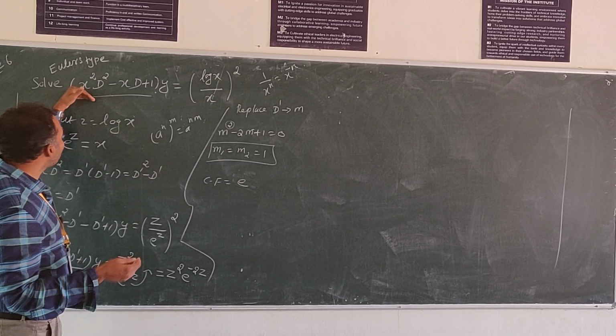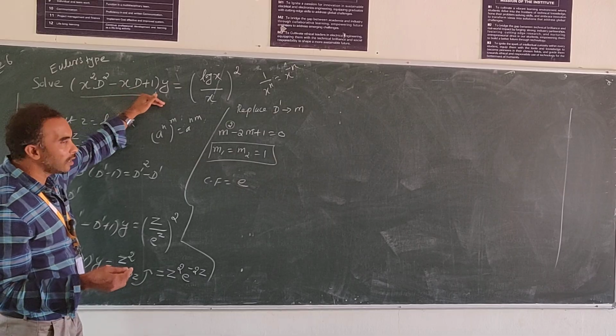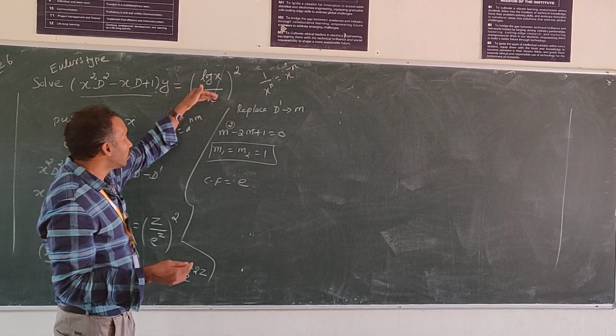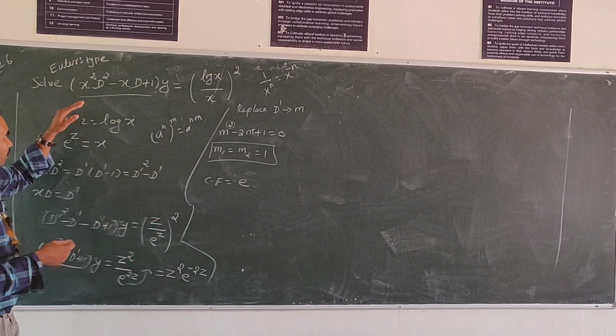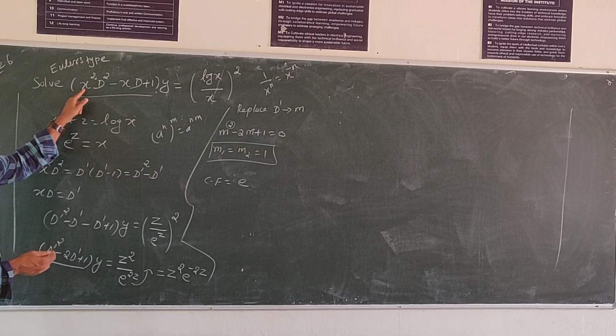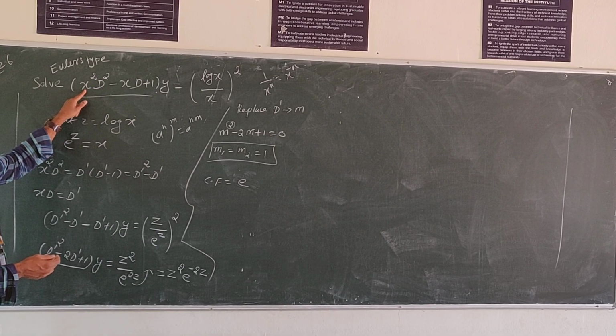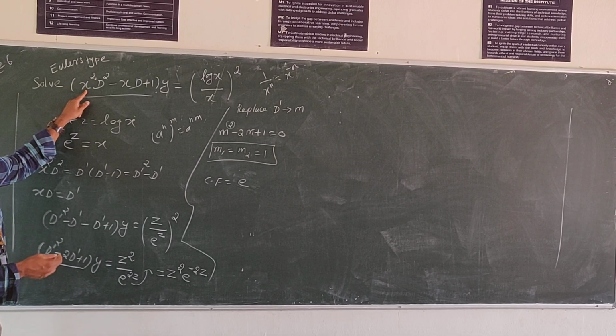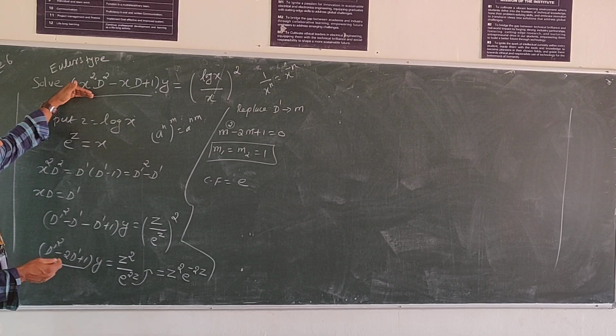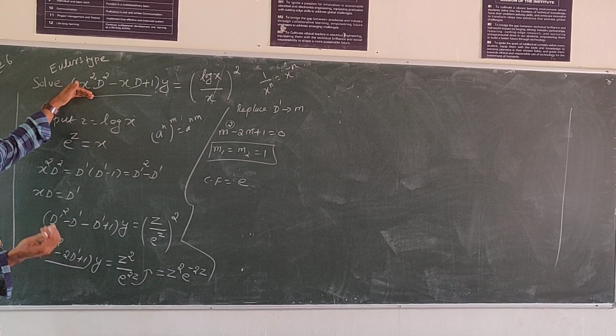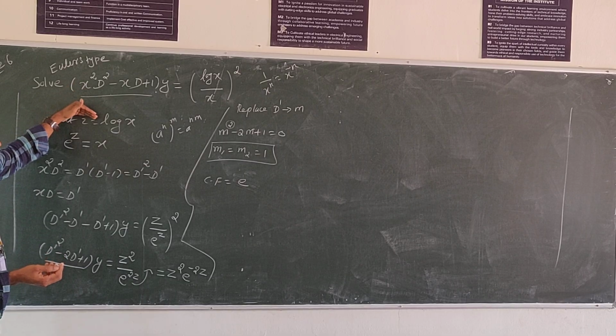Solve (x²D² − xD + 1)y = (log x / x)². So this is a differential equation with variable coefficients. This is a differential term. So this is a coefficient that is in variable. So we have to convert that variable coefficient into constant coefficient. For that we are using the z = log x substitution method.